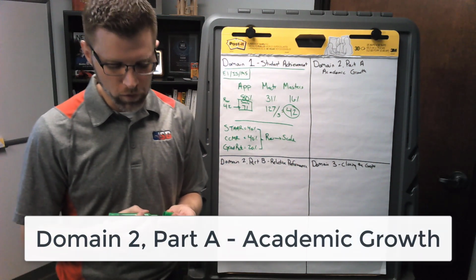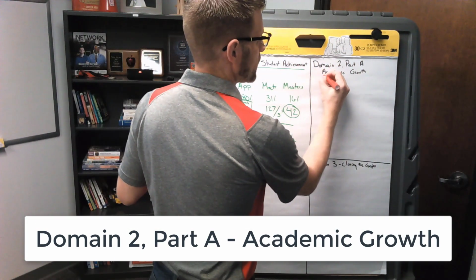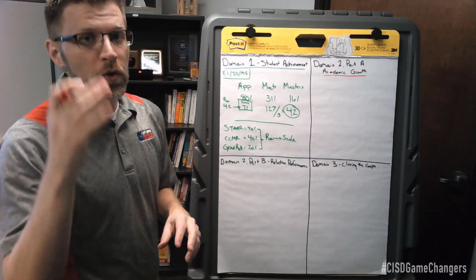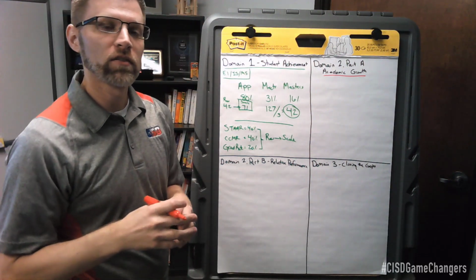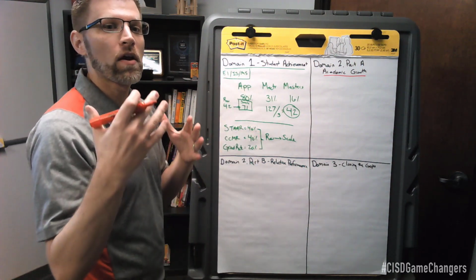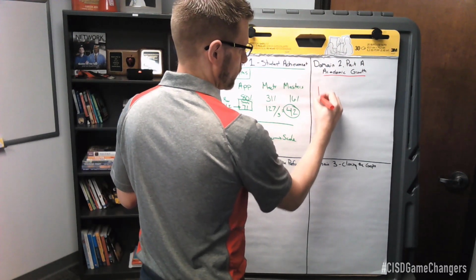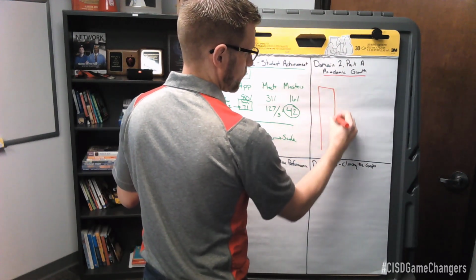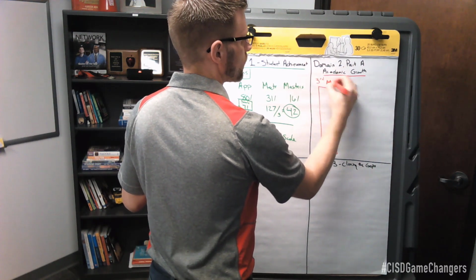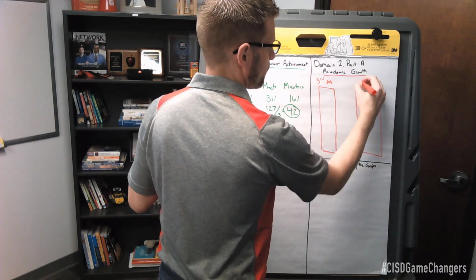So now let's move over here to domain 2, part A, which is academic growth. With academic growth, the state of Texas is looking at where a student was in the previous year and where they are now in the next year. So let's use 3rd and 4th grade math as an example. So this is 3rd grade math, and this is 4th grade math.